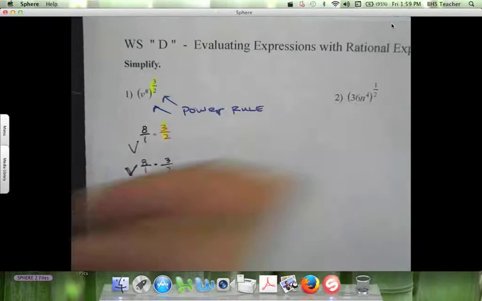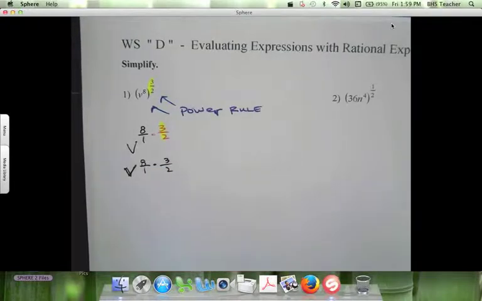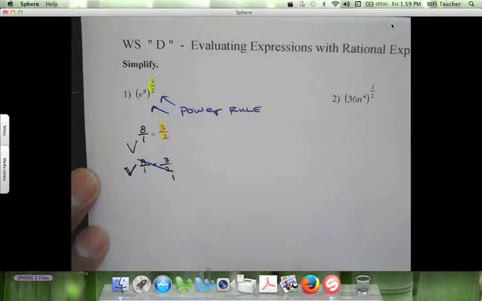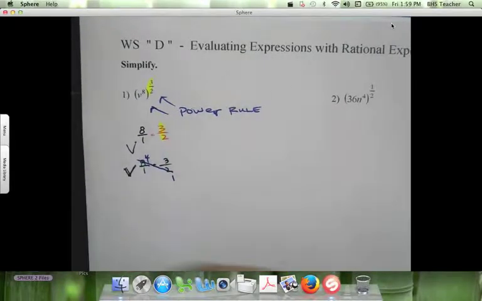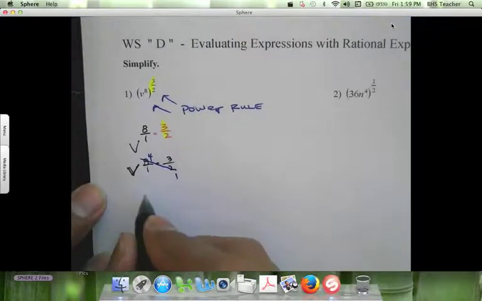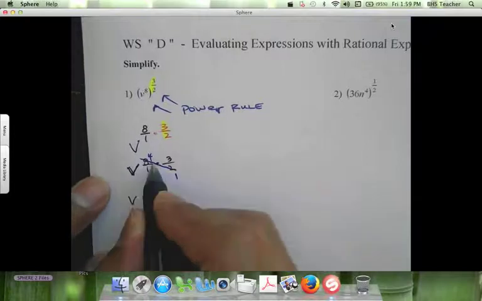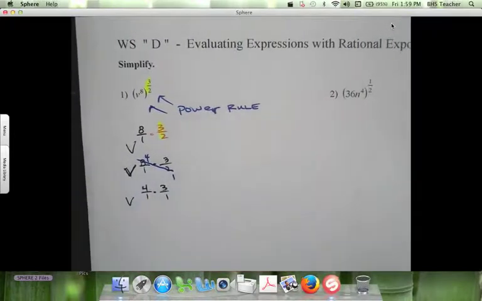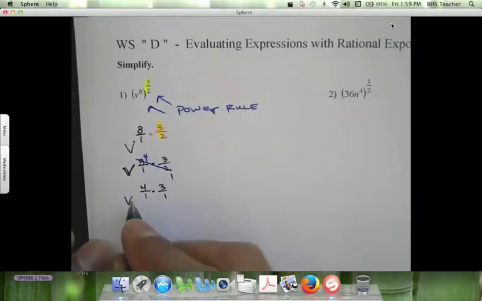Actually, they don't divide out, they simplify. 8 divided by 2, you get 2 goes into 2 once, 2 goes into 8 4 times. Right, this is a review. We learned this in worksheet A. So you're left with 4 over 1 times 3 over 1. That's really 4 times 3, 4 to the power of 12.